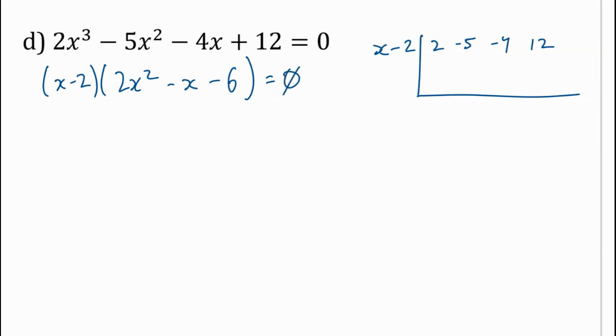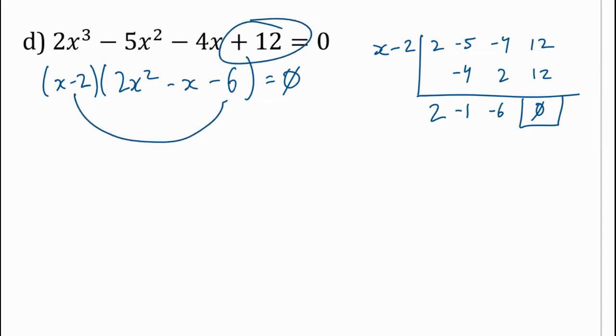And if we do the synthetic division, I bring down the 2. Well, there's your 2. 2 times negative 2 is negative 4. So negative 5 plus 4, because minus negative 4, is negative 1. Negative 4 minus 2 is negative 6. There you go. And there's your check. Now the check in this method is negative 2 times negative 6 gives you positive 12. So there's a check in both methods.